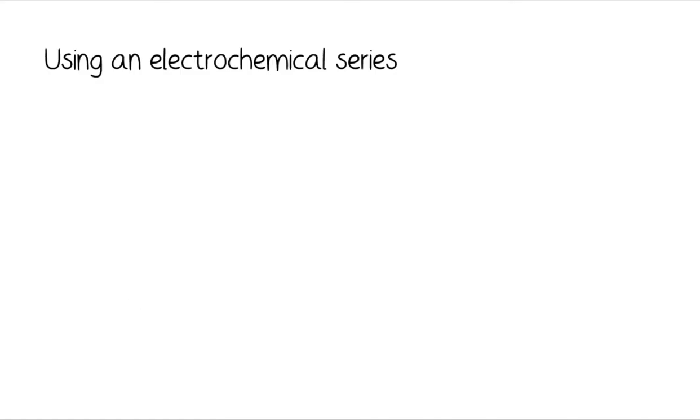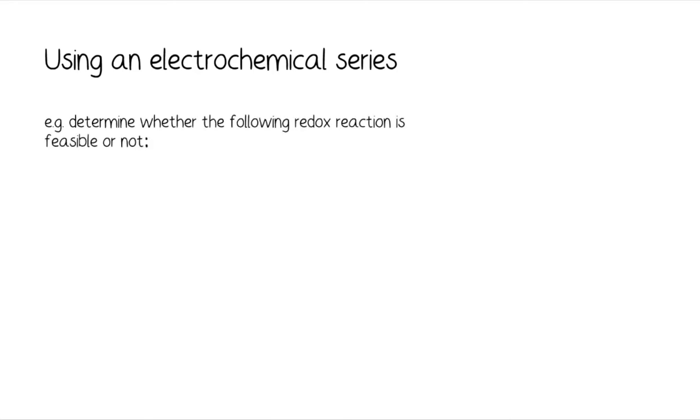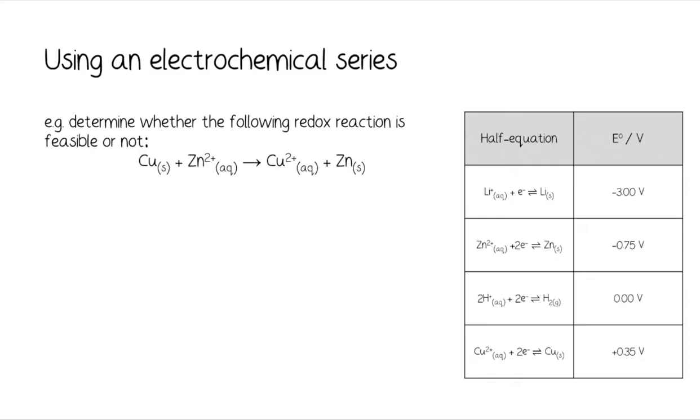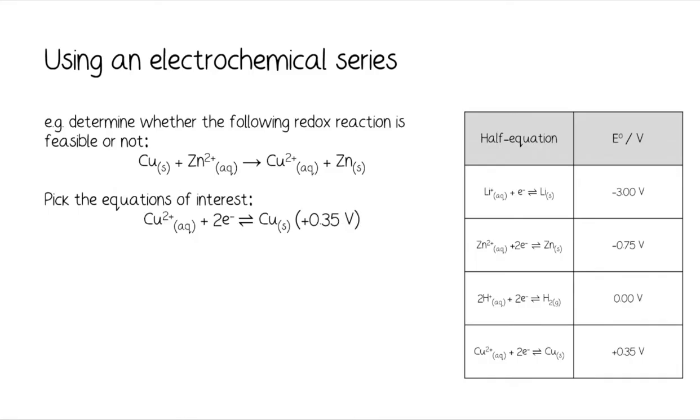So here's another example of a question you might see. Determine whether the following redox reaction is feasible or not. You've got Cu(s) + Zn2+(aq) going to Cu2+(aq) + Zn(s). And here's an electrochemical series. I'll let you try this question and then press play when you want to see the solution. As always, pick the equations of interest. We're looking at copper and we're looking at zinc, so we're going to pick those two equations out.